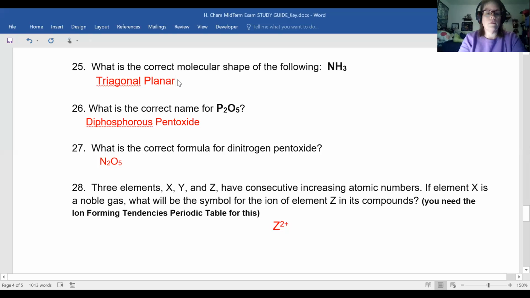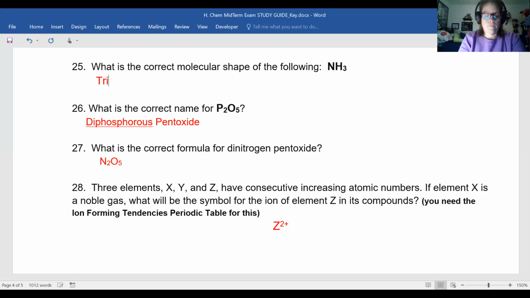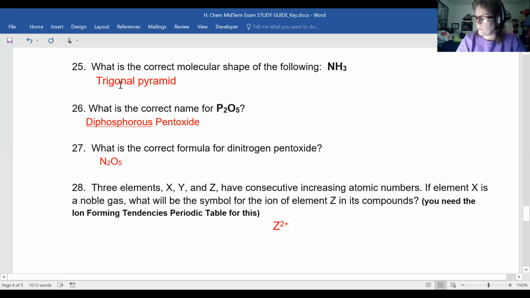Let me go back to my screen. Everybody needs to go back and take a look. It's trigonal pyramid. I did have pyramid right. It was the first word that I had spelled wrong. All right, trigonal pyramid. Make sure you fix that.